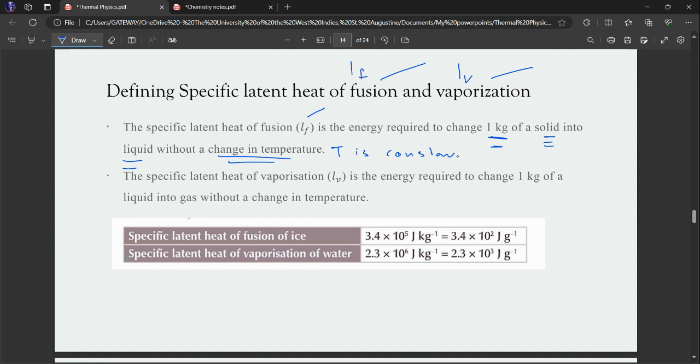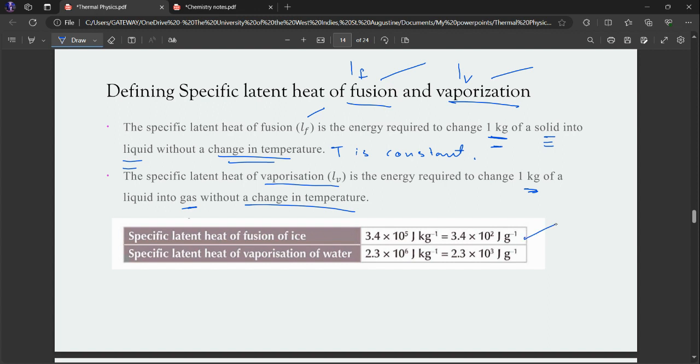So right away you should know that you will only use formulas relating to fusion and vaporization if the temperature is not changing, right? The specific latent heat of vaporization, LV, is the energy required to change 1 kilogram of the liquid into a gas without a change in temperature.